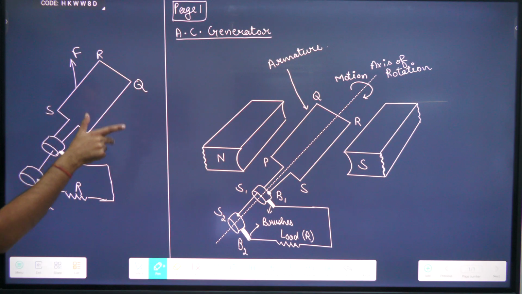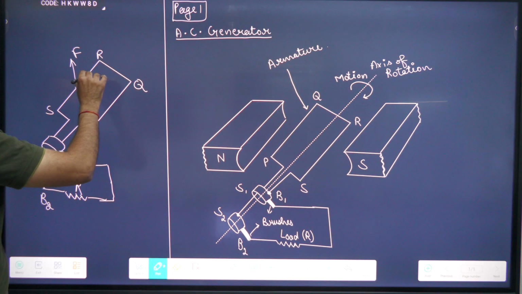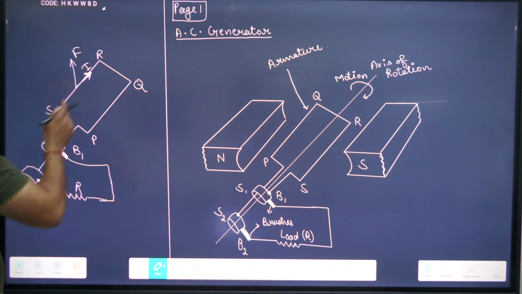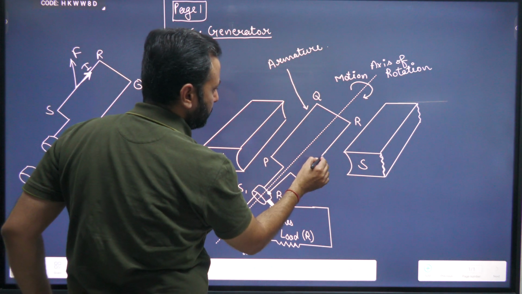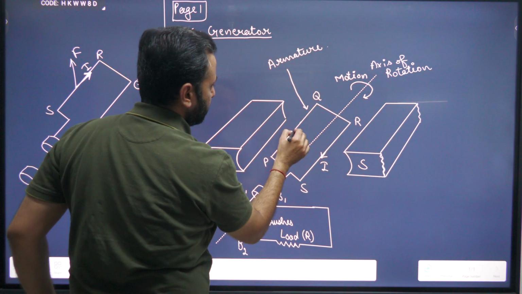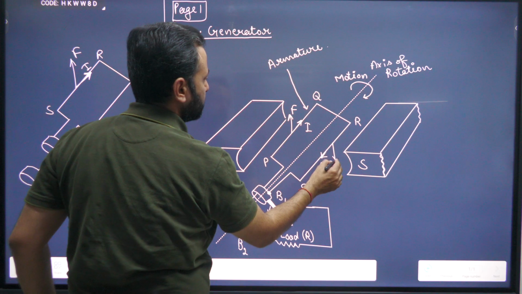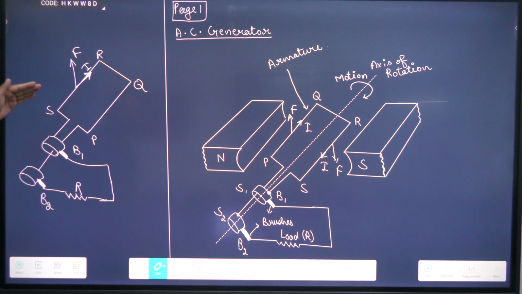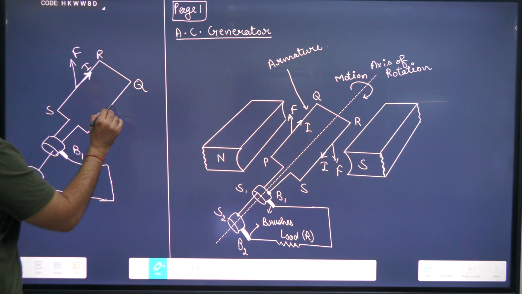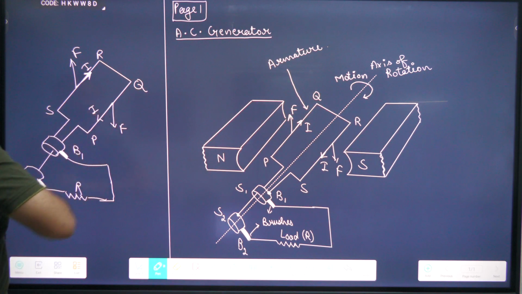Then the central finger is into the page. It means that this time SR is experiencing the current I into the page. Earlier the current I through SR was out of the page. Force was in this direction, and in this case force was in downward direction. So now SR is here, experiencing a current in this direction, and PQ will experience current in this direction.